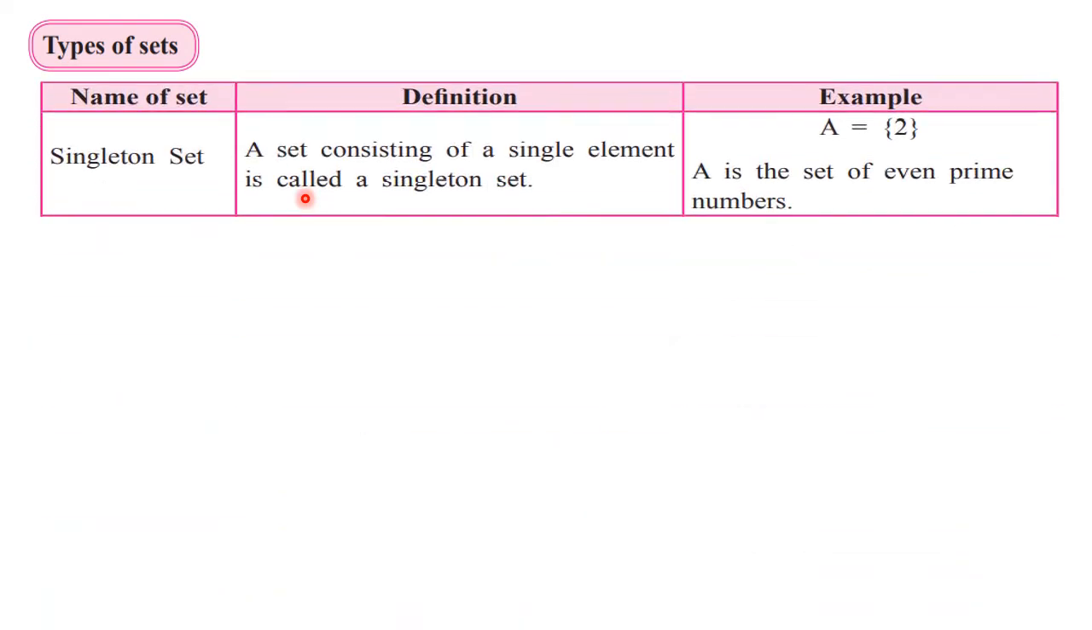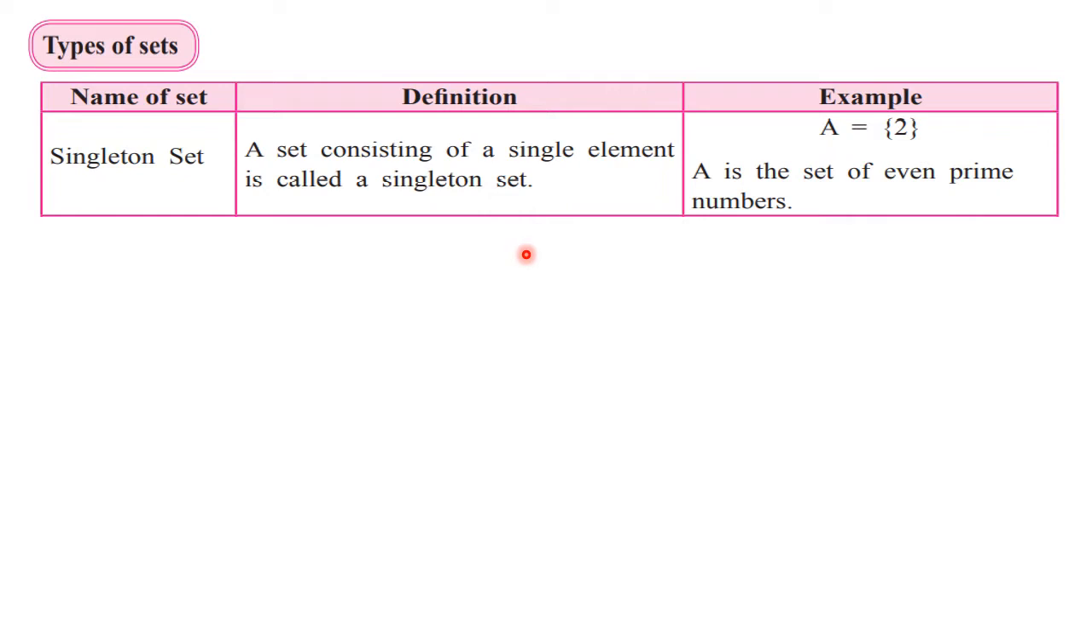So now let us try to understand types of sets. Here types of sets are derived from the number of elements present in the set. So the very first type of set here is a singleton set. As the word suggests, single means only one. So here singleton set is a set which consists of only a single element. Or you can write down the definition as a set consisting of a single element is called as a singleton set.